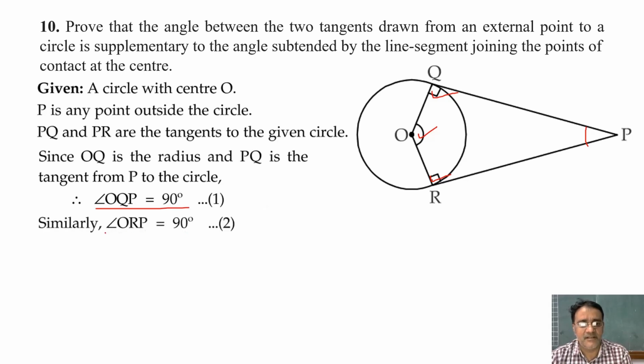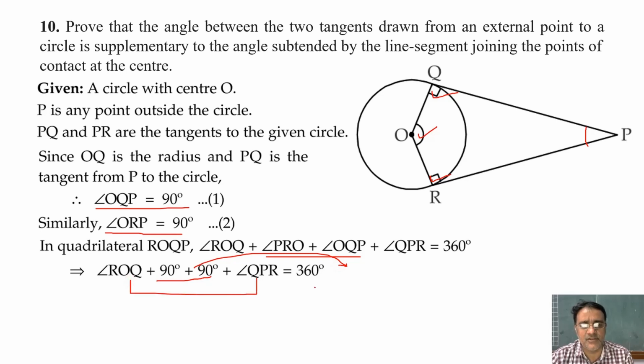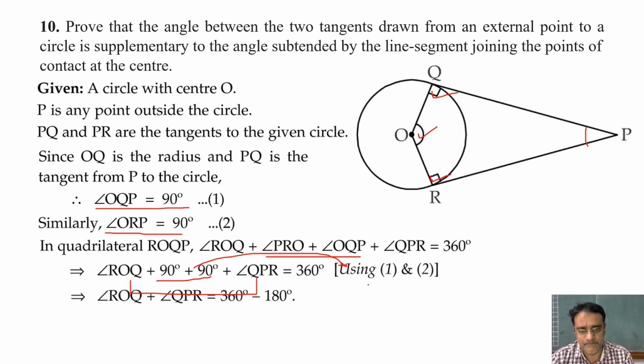Similarly, this is also 90 degree. Now what is the sum of all these four angles? 360 degree. Why? Sum of all angles in a quadrilateral. Angle sum property of quadrilateral. Very good. Okay. So we will substitute these angles here, 90, 90, 180 will shift to this side. So the sum of these two angles also will become 180 degree. Okay? That means these two angles are supplementary. Any doubt?